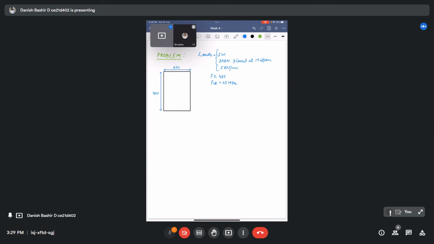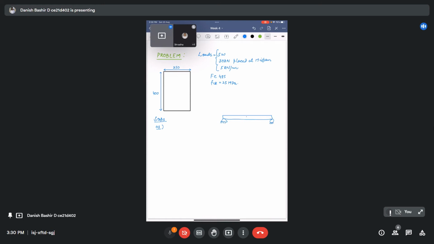So we have to first, there are steps. The first step will be calculating the ultimate moment that will be coming on our beam. Actually, this beam is given as a simply supported beam.